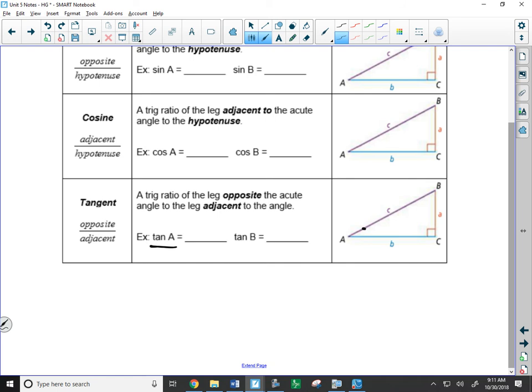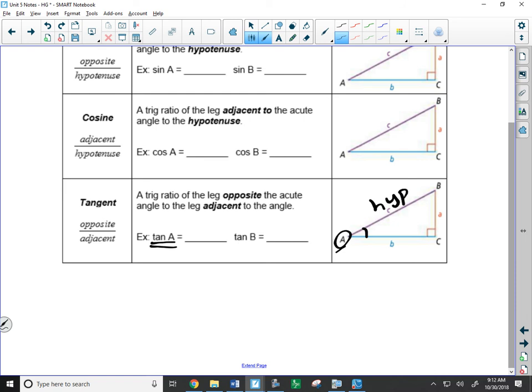You start at your acute angle. It can be either one. We're going to do tangent at A, so that means start at A. This is red, tangent of A. It's not tangent times A. Tangent, sine, and cosine always have to be with a number. Tangent of something, or a variable. Tangent of x, that's fine. Tangent of a number.